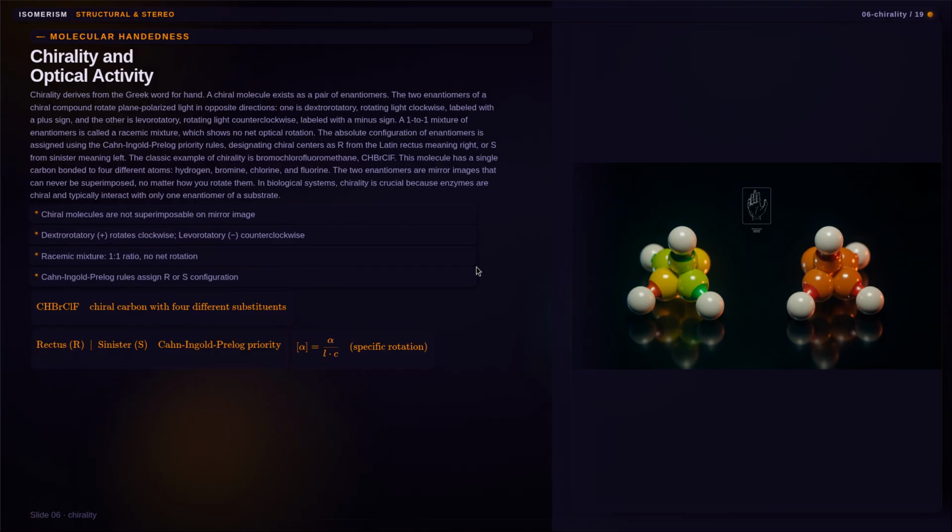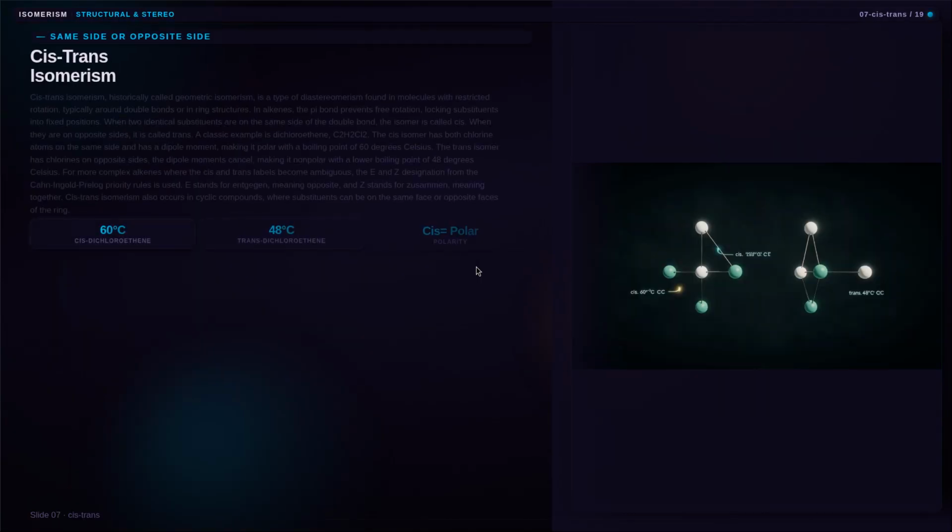The absolute configuration of enantiomers is assigned using the Cahn-Ingold-Prelog priority rules, designating chiral centers as R from the Latin rectus, meaning right, or S from sinister, meaning left. The classic example of chirality is bromochlorofluoromethane, CHBrClF. This molecule has a single carbon bonded to 4 different atoms: hydrogen, bromine, chlorine, and fluorine. In biological systems, chirality is crucial because enzymes are chiral and typically interact with only one enantiomer of a substrate.